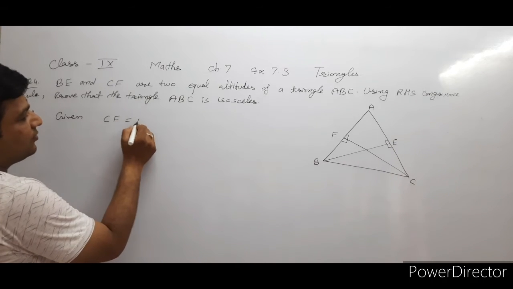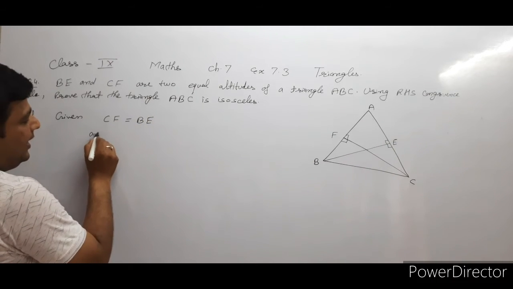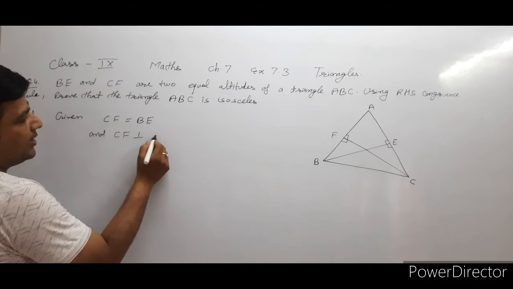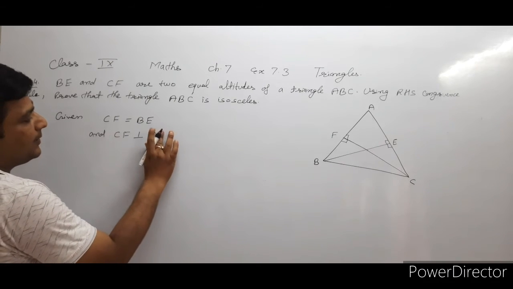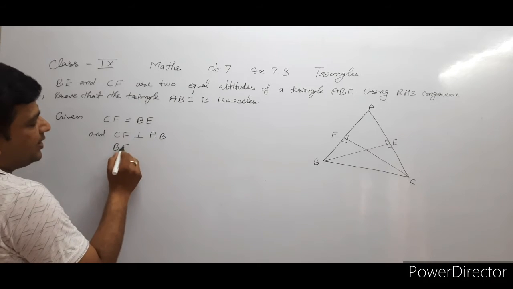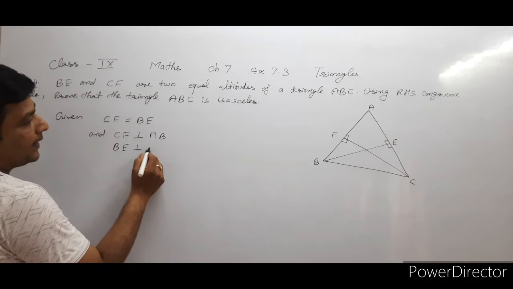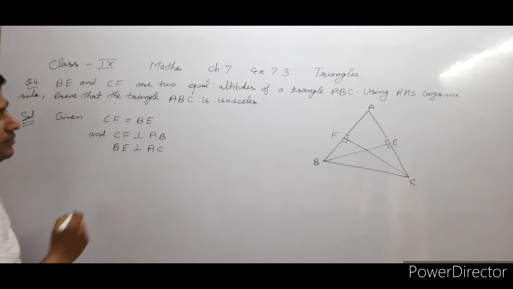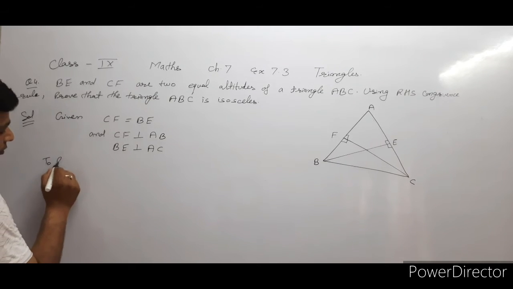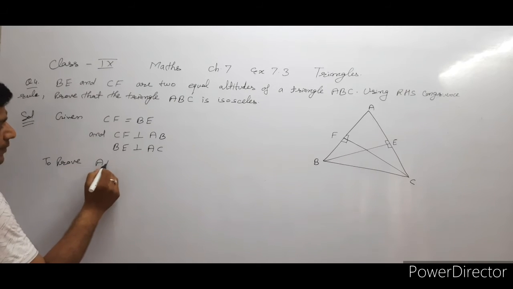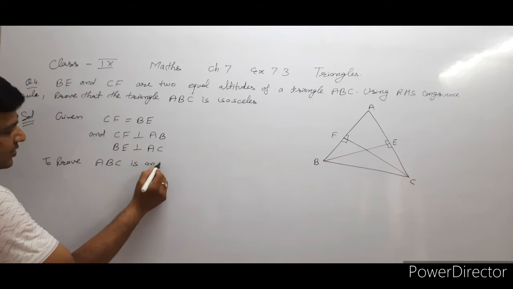CF is equal to BE, and CF is perpendicular to AB and BE is perpendicular to AC. These two are the perpendiculars, which make a 90-degree angle, and CF is equal to BE. It's given. We have to prove that ABC is an isosceles triangle.